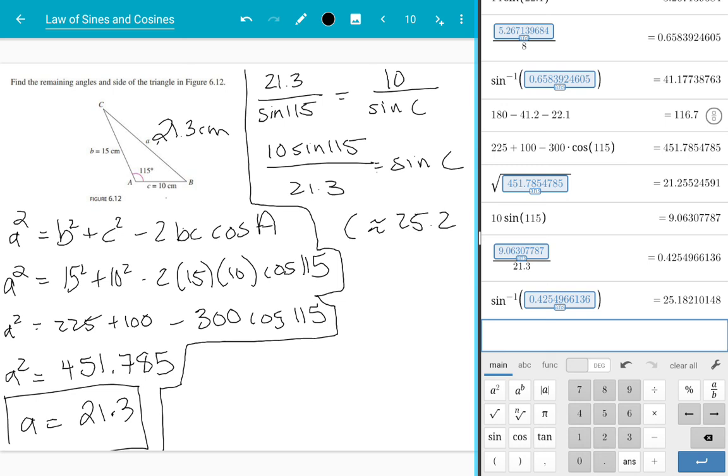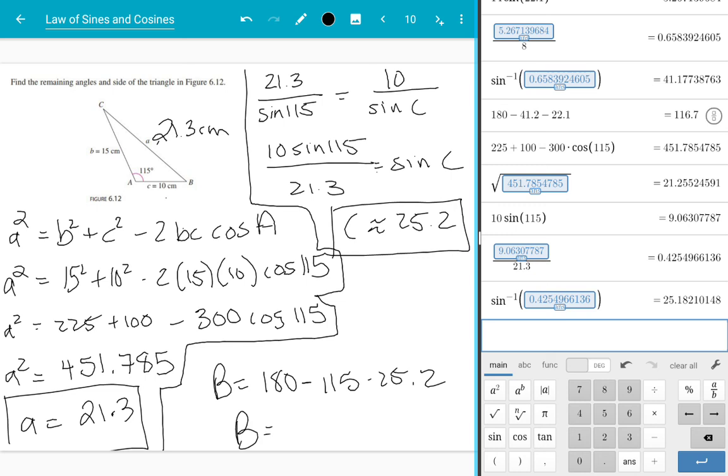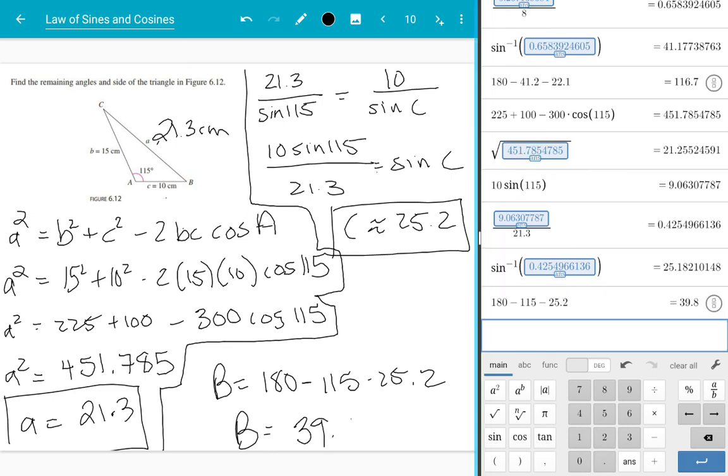So now that we have C, okay, we just need to find angle B. Angle B is going to be equal to 180 minus 115 minus 25.2. So B is equal to 39.8. There you go. There's using law of cosines.